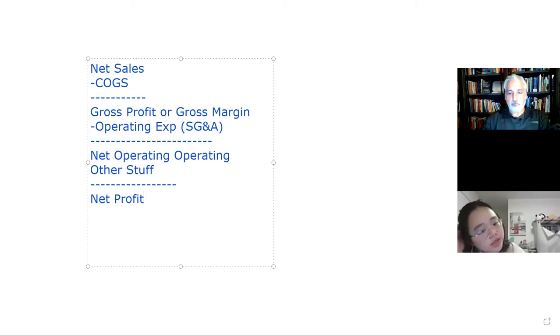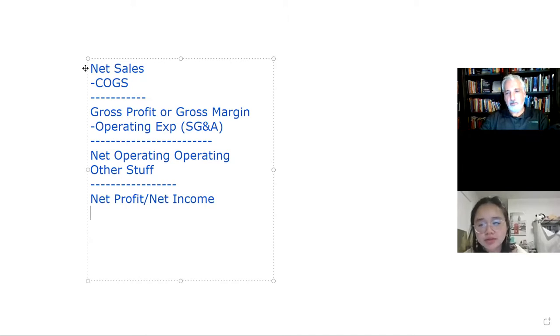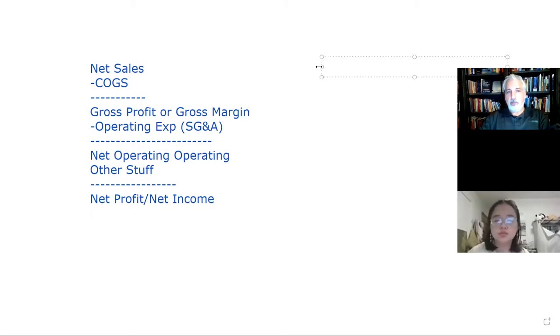So this is called a multi-step income statement. Well said. Is there something called like a classified income statement too? There's a single step income statement. Okay. Okay, so let's look at that. That's the multi-step. What starts on a single step income statement?